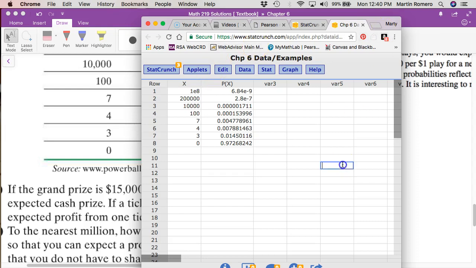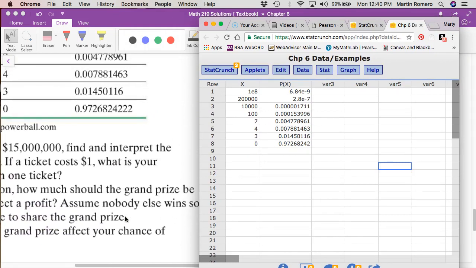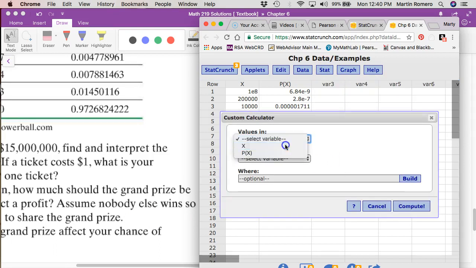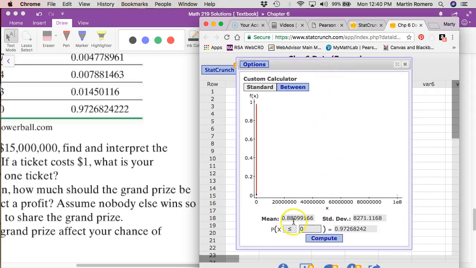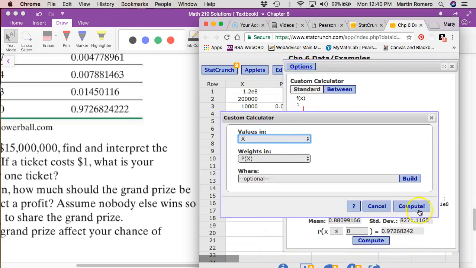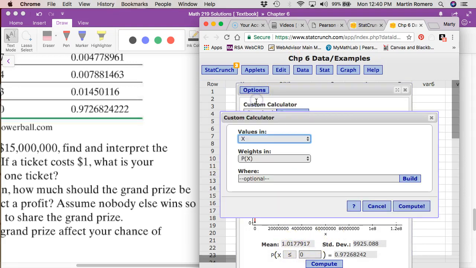That's the question. It's just asking you, how much should the grand prize be in order to get some profit, or let's break even. So let's see what happens there. Calculator, custom, put your variables in there, compute. If the grand prize is 100 million, the expected value is 88 cents. I'm still losing 12 cents, so that's still not enough. So let's try 120 million. Compute. And now it's $1.02. So 120 million for sure will get it for us.